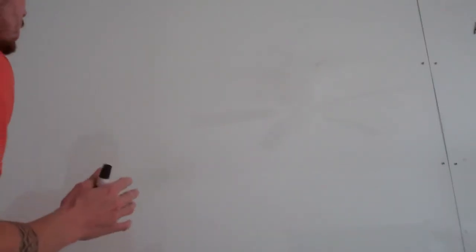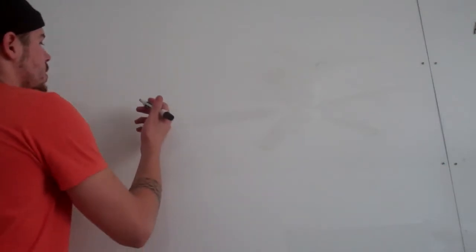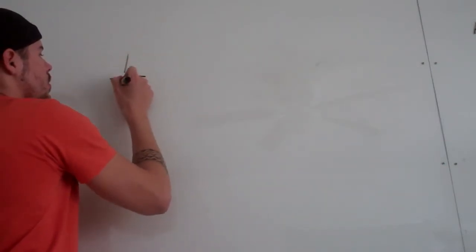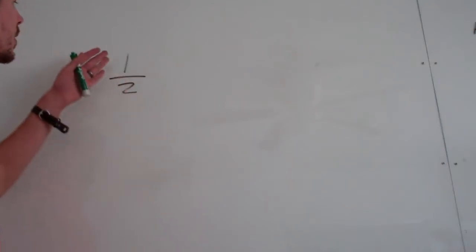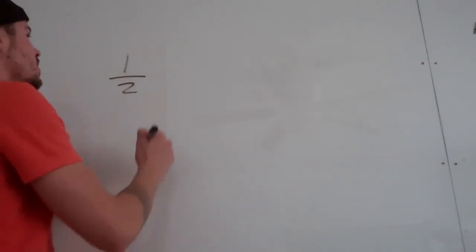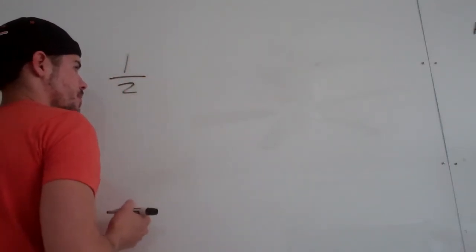But let's look at some really quick basics. Let's say you have a fraction. What is a fraction? A fraction is a number divided by another number. That's all it is. So 1 divided by 2.